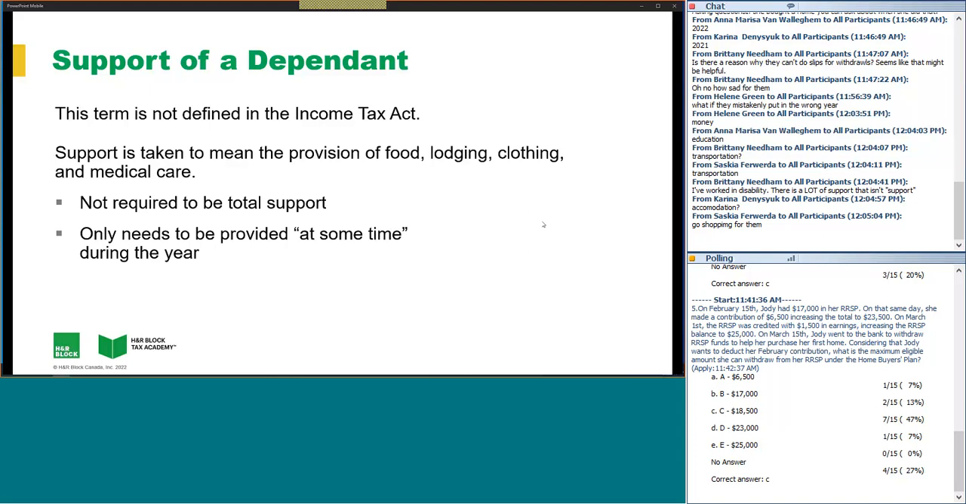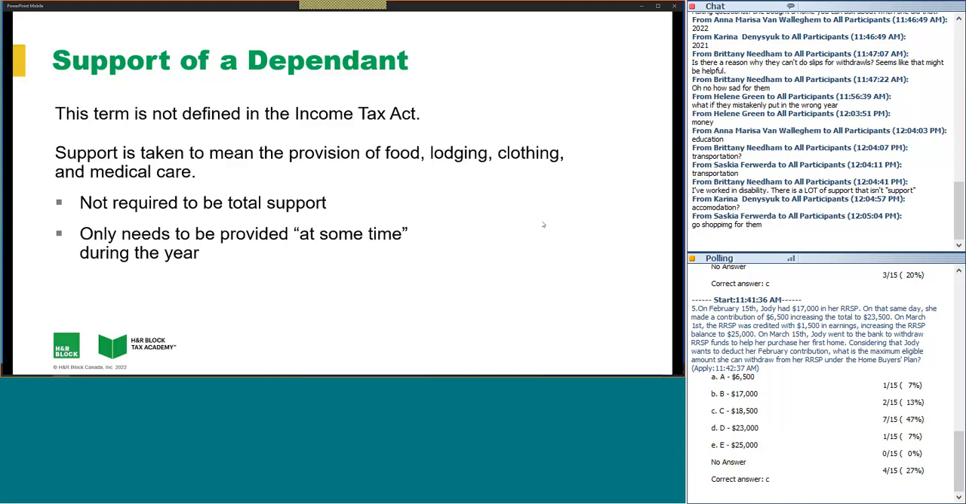Okay. It doesn't have to be 100%. They can have some income, but if they have enough income to cover their food, lodging, clothing, and medical care by themselves, then they are not dependent on you. And so some support at some point during the year that they required. If that is the test you meet, we can talk about dependence on the tax return.